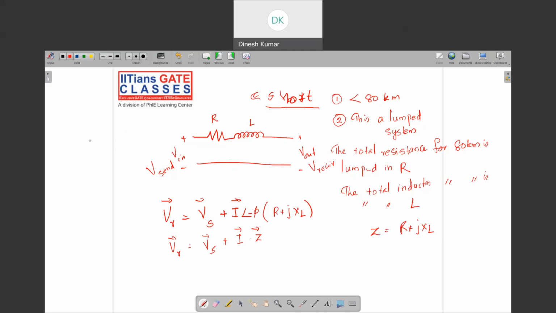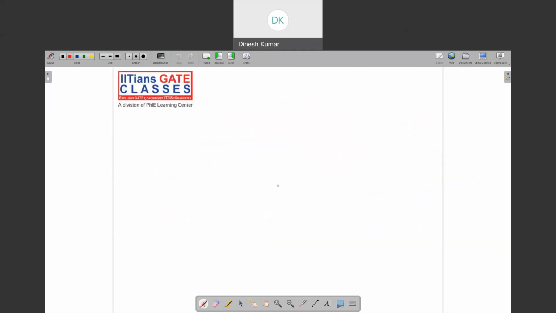Okay, we can draw the phasor diagram. Drawing the phasor diagram is very important if you go for interviews like BARC and Power Grid. They will ask you to draw the phasor diagrams. Okay, I can draw a phasor diagram here.